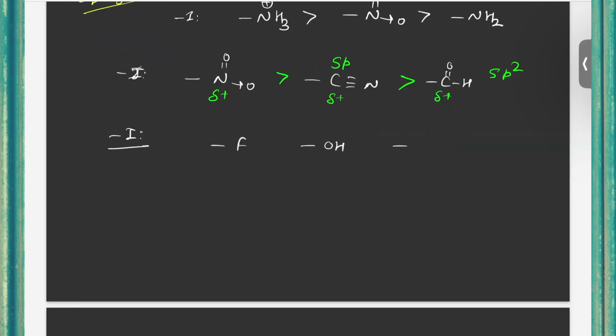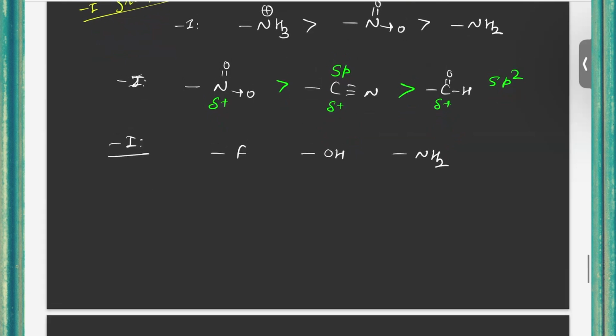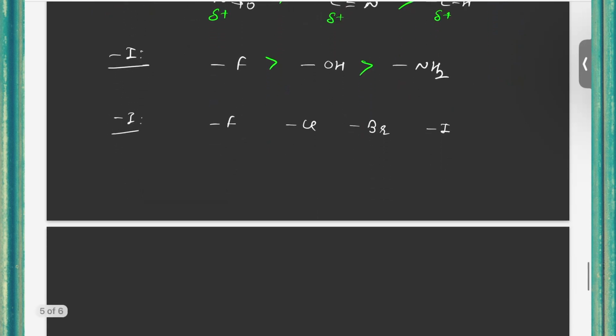So what is the order here? What will be the order here? Order of minus I effect. So fluorine is most minus I. Yes, fluorine is more minus I, then OH, then NH2. Decreasing order, right? Because the electronegativity is decreasing, so withdrawing power is decreasing.